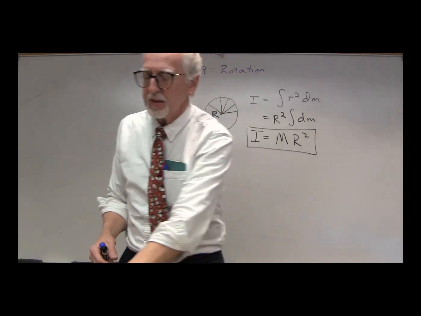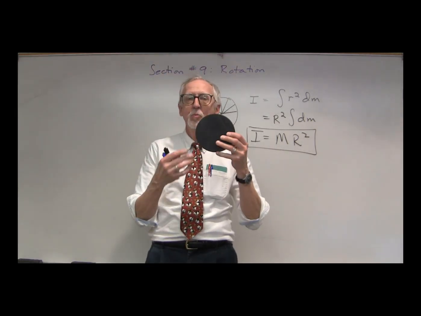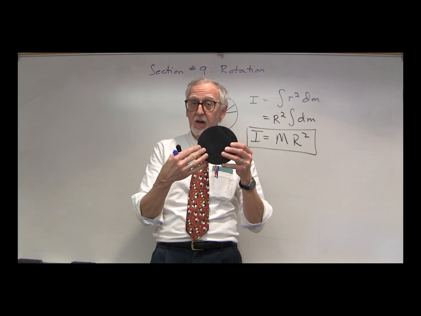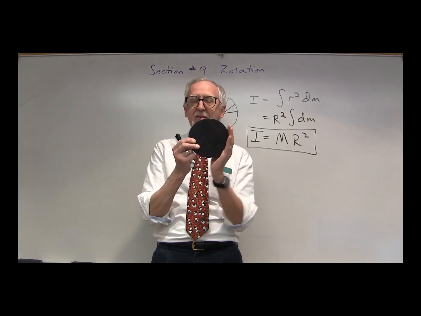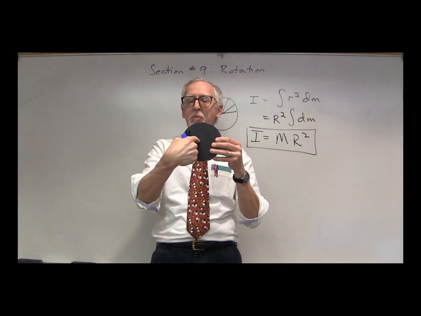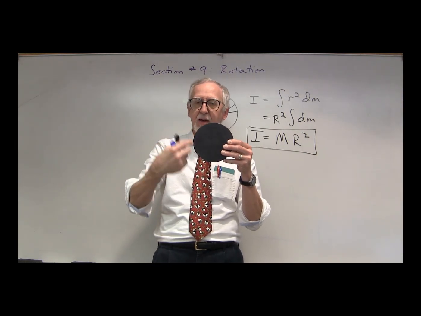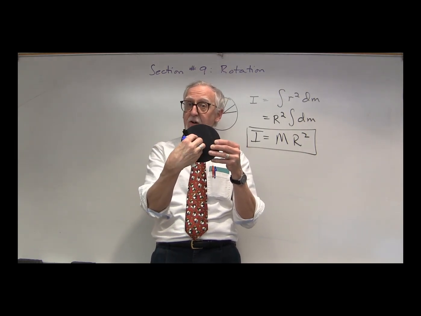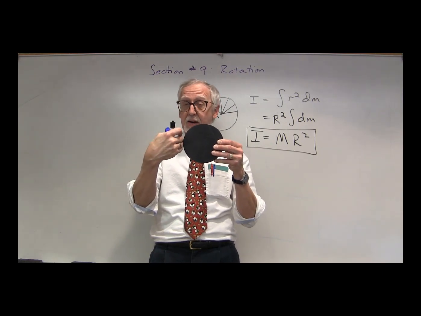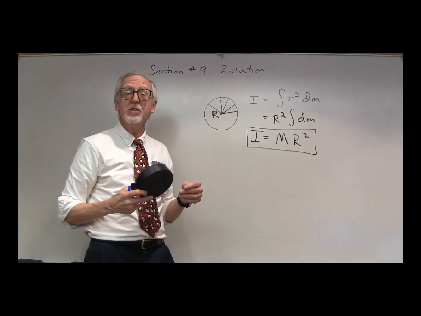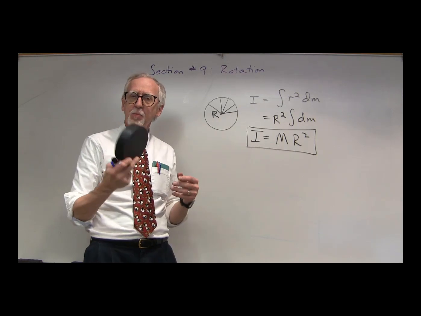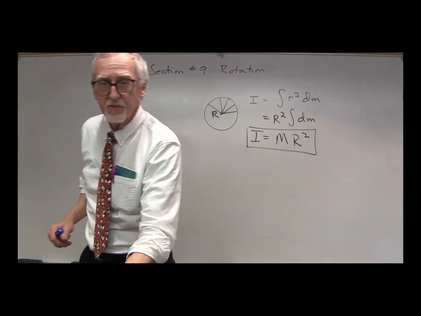What if we have something like this? Rather than a hoop, we have a solid disk. So rather than all of the mass at the outside, some of the mass will be closer to the center and some of the mass is distributed all the way out to the end. We've got more mass in the center than all at a radius R. We would expect our moment of inertia to be less than the hoop. Let's see if we can calculate what that is.